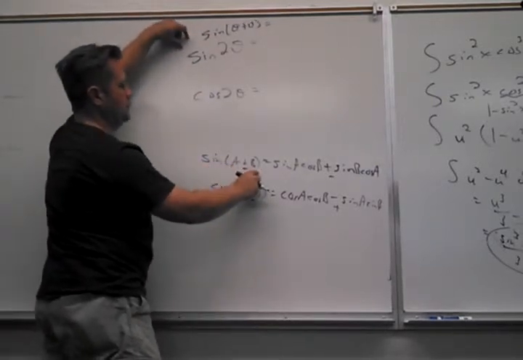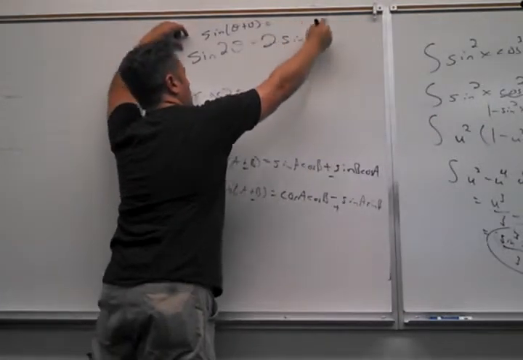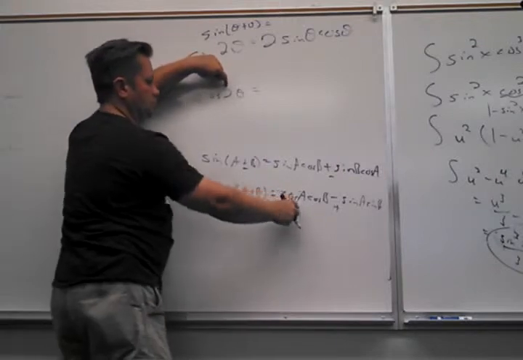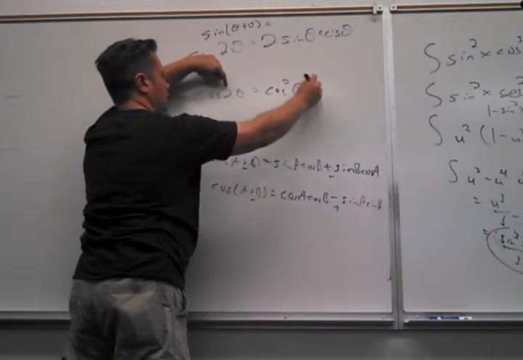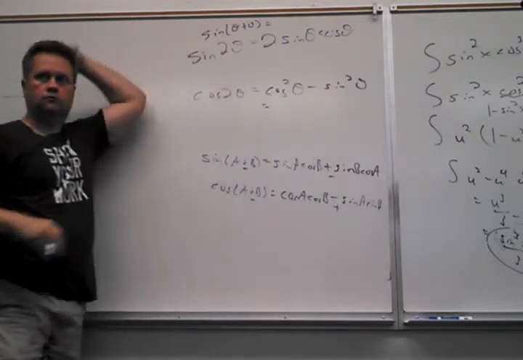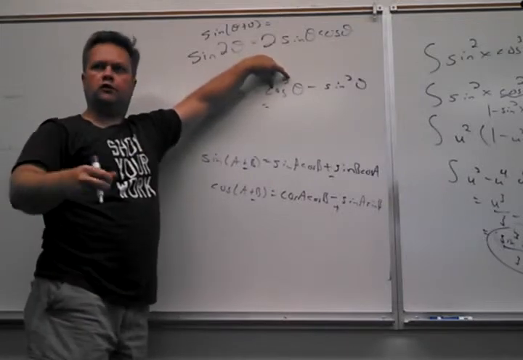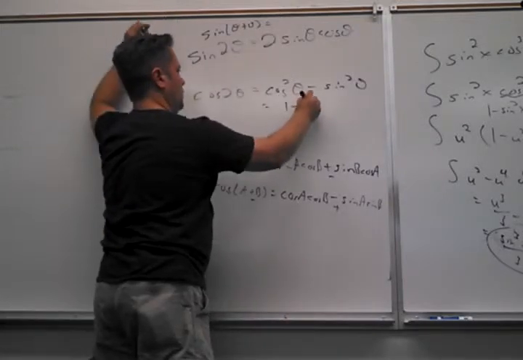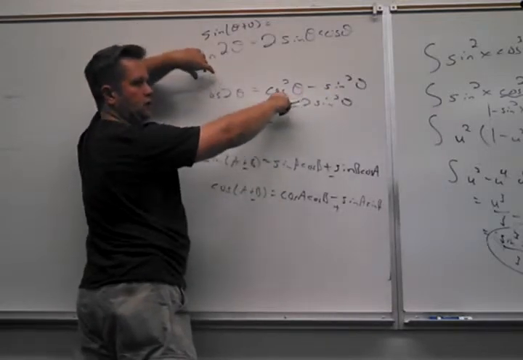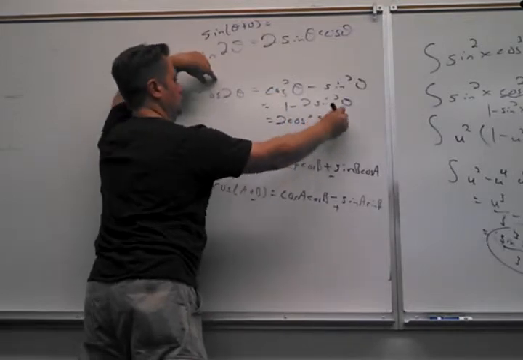If these are the same, I get sine theta cosine theta, sine theta cosine theta, so I get 2 sine theta cosine theta. Whereas if these are the same, I get cosine squared theta minus sine squared theta, but then of course you can rewrite that. Cosine squared is 1 minus sine squared, so 1 minus 2 sine squared. Or sine squared is 1 minus cosine squared, and the negative comes through, I get 2 cosine squared minus 1.